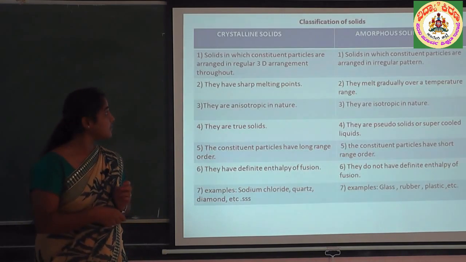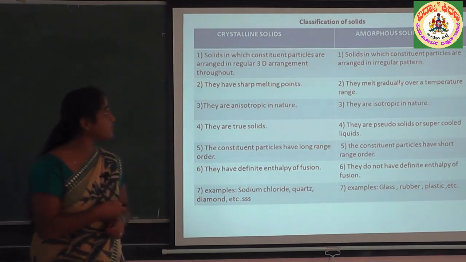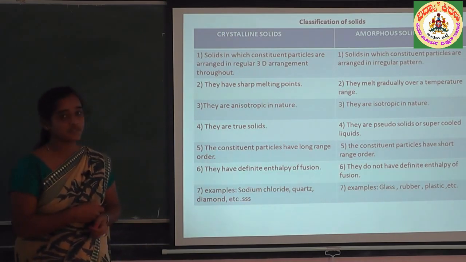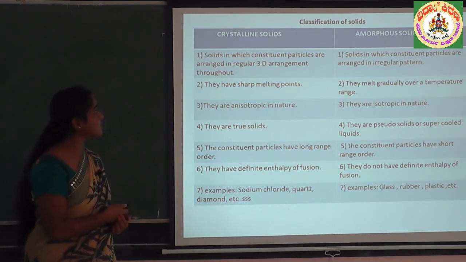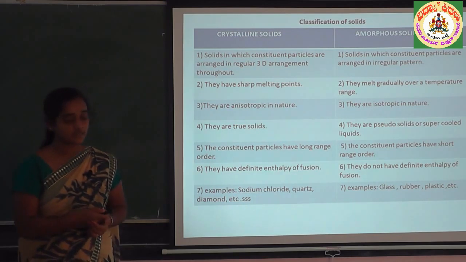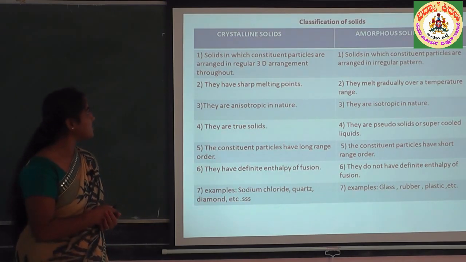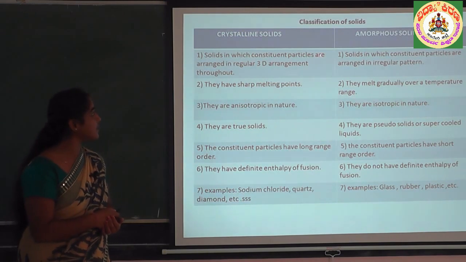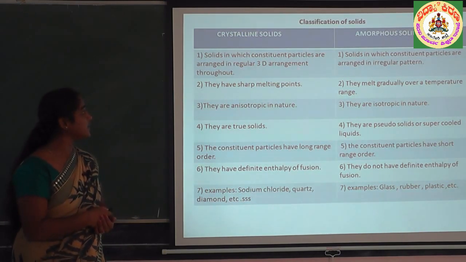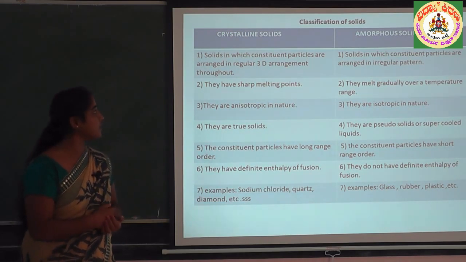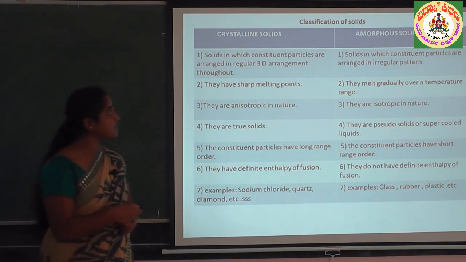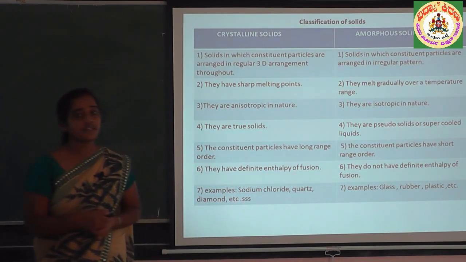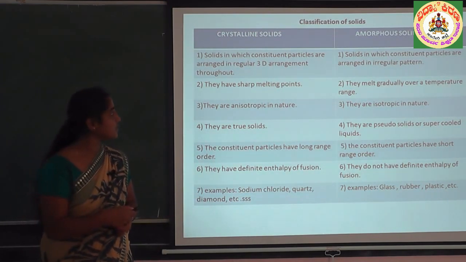Then this is very important for the examination, that is the classification of solids. They are mainly classified into two types. The first one is crystalline solids and the second one is amorphous solids. What are the main differences? In crystalline solids, the constituent particles are arranged in a regular 3D arrangement throughout the solid. But in amorphous solids, they are arranged in an irregular pattern.